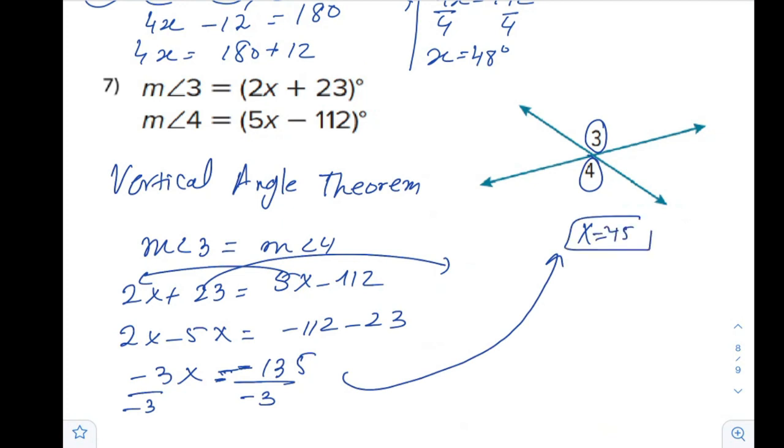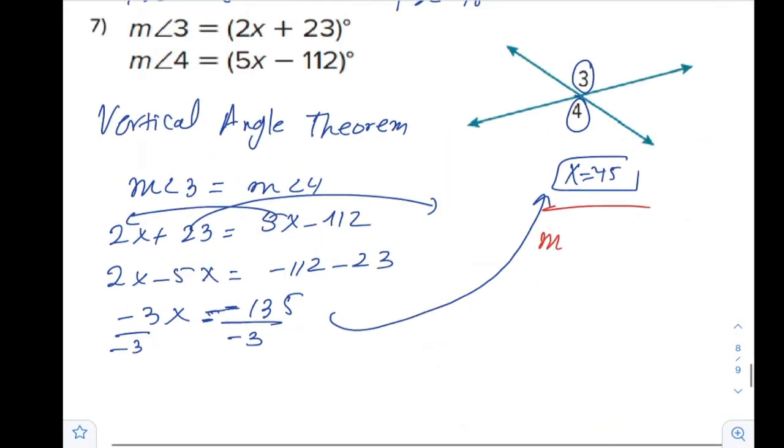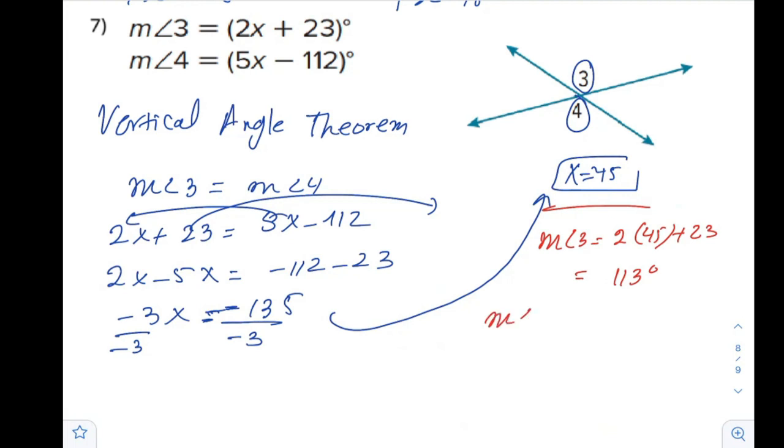45, sorry. Now replacing as usual, substitute to find the measures. So measure of angle 3 is 2 times 45 plus 23, which is 113. Measure of angle 4 is definitely the same without replacing because they are vertical angles.